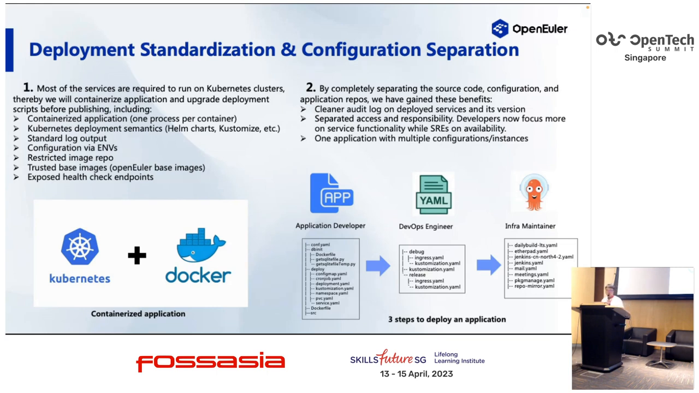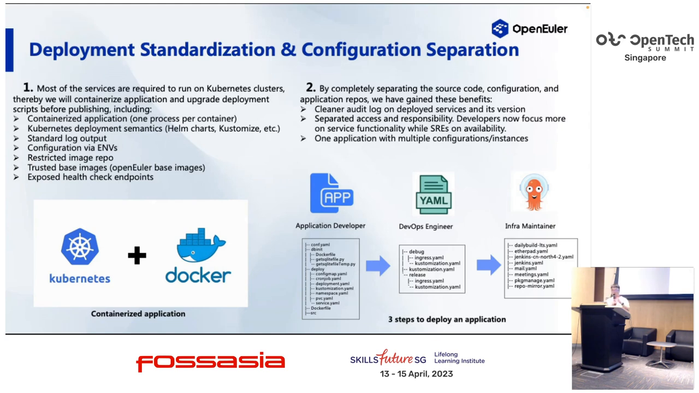Of course, if you want to deploy applications into Kubernetes clusters, you have to containerize the applications. So there are several rules. The first one is about containerizing the applications: one process per container. So we need to upgrade the existing projects to make them run in your Kubernetes clusters. The second one is about Kubernetes deployment semantics. We suggest our developers use Helm charts and Kustomize to upgrade their deployment YAML files.